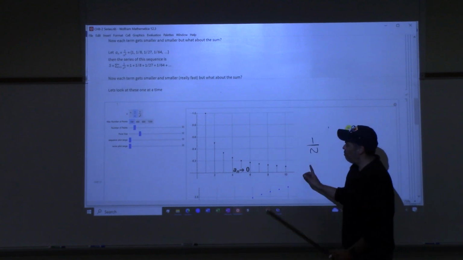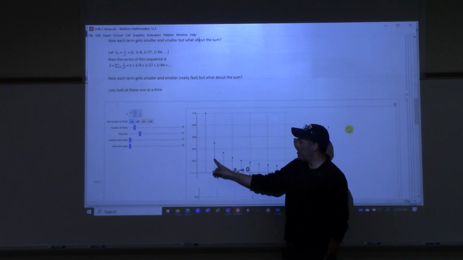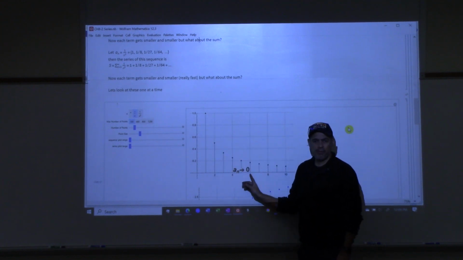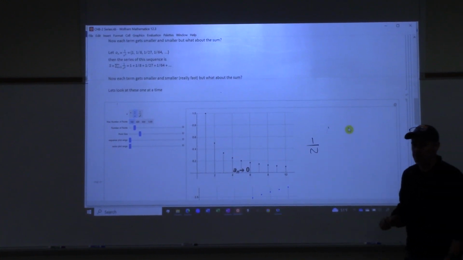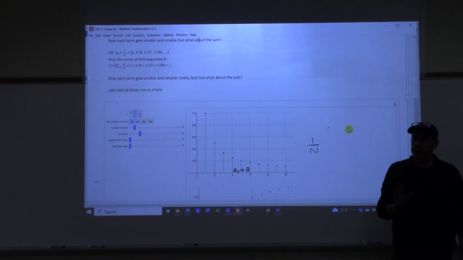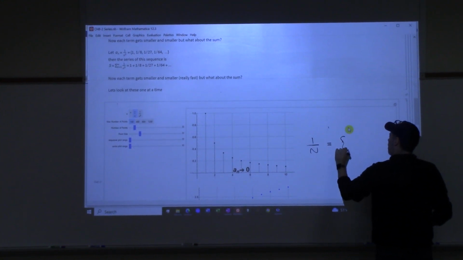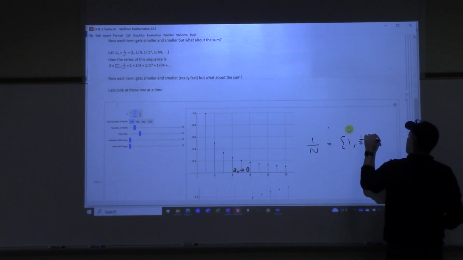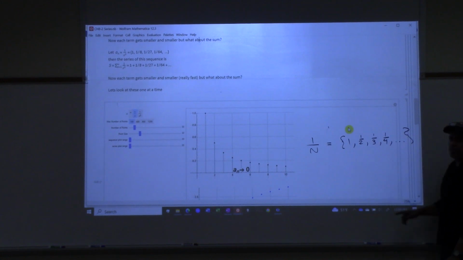right? So what happens when you plug in 1? You get 1. What happens when you plug in 2? You get a half. 3, a third. 4, a fourth, right? So what I'm going to do now is create a new sequence. Let me write this sequence out. This sequence is the sequence 1, 1/2, 1/3, 1/4, right? That's the sequence.